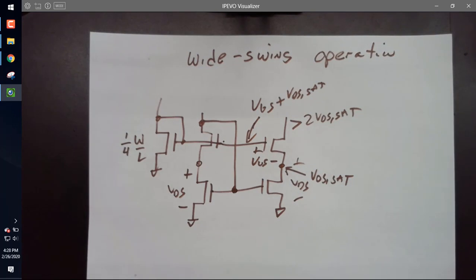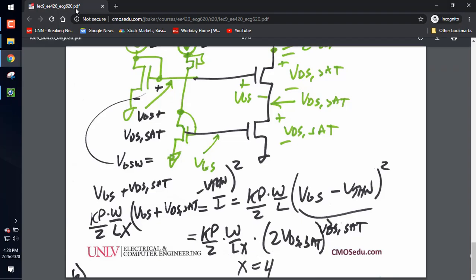Okay, so now I'm going to pause, and I want to go through some of the circuits in the book. Okay, and then we're going to go through and we're going to talk about this topology.